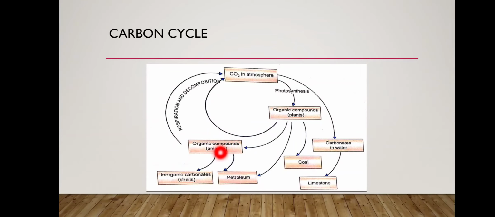Plus, these animals form inorganic carbonate in the form of shells, and when these animals die, this also releases carbon dioxide into the atmosphere when decomposed by microbes. When plants die and are decomposed by microbes, carbon dioxide is released into the atmosphere. So this is the carbon cycle: how carbon is available in the atmosphere, how it is consumed, and how it is returned back to the atmosphere. This is what you have to learn in the carbon cycle.